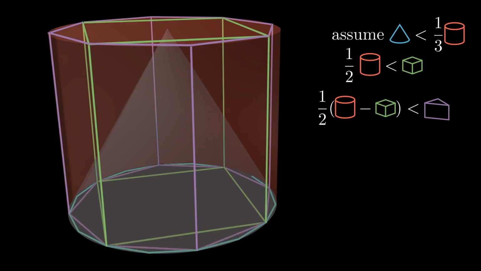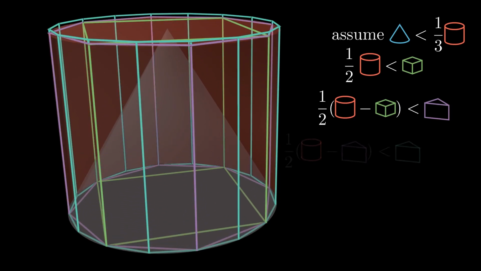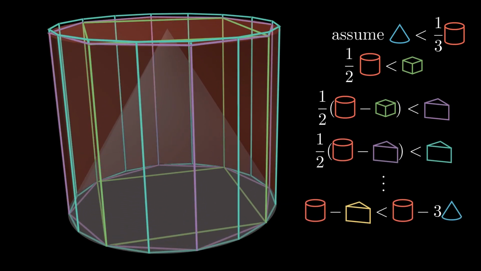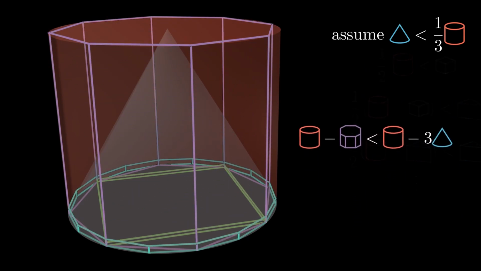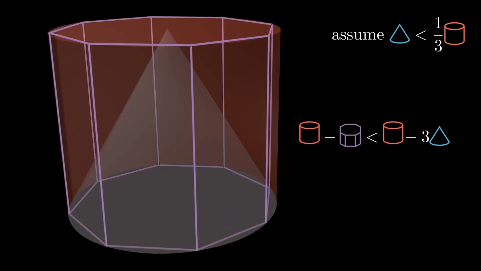We can do this same process, approximating the cylinder more and more finely, until the difference between our approximation and the cylinder is smaller than the difference between the cylinder and 3 times the cone. Let's assume, for the sake of the argument, this happens at the octagon stage. Then the octagon prism is also greater than 3 times the cone.